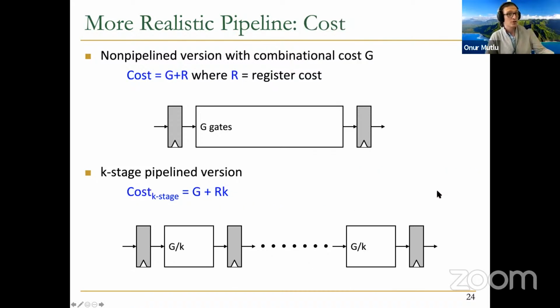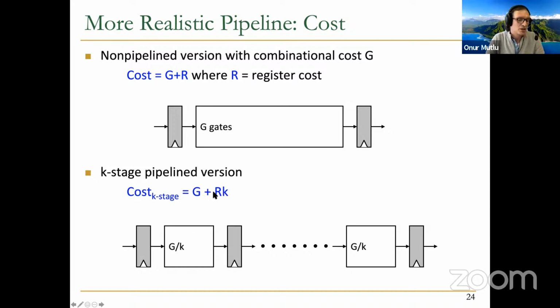Okay, let's look at cost also, more realistic pipeline cost. So non-pipeline version with combinational cost G, you have G gates in this, but register cost cannot be ignored. So basically the real cost of this is G plus R, where R is the register cost. K-stage pipeline version: assume that you perfectly divide the combinational logic again, G over K in each stage. Okay, nice. You don't increase the combinational cost. That's not exactly true in real life, but assume that. But my point here is really that register cost increases a lot.